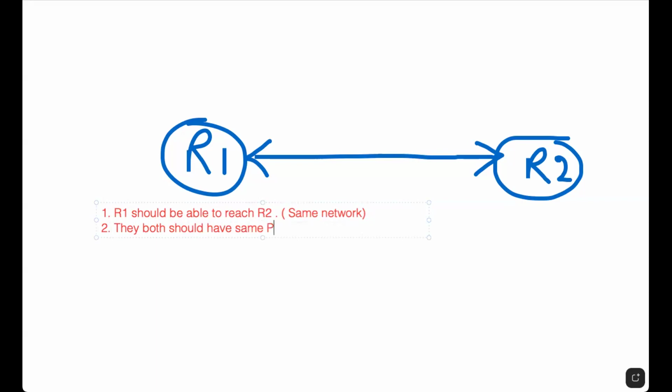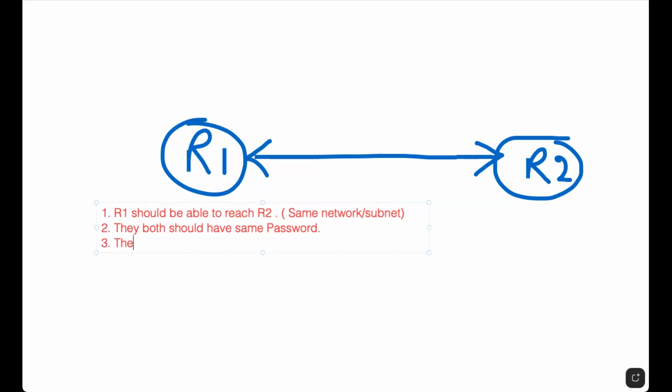Subnet. Yeah, subnet is one thing. Subnet and same network is the same thing, right? Same network or same subnet. Yeah, you can put same network. You can say they both should have the same password. If you are protecting a password on your interface, they both should have the same password. If R1 wants to become the R2 neighbor, on the link you can put a password, and R2 should have the same password. So password should match.